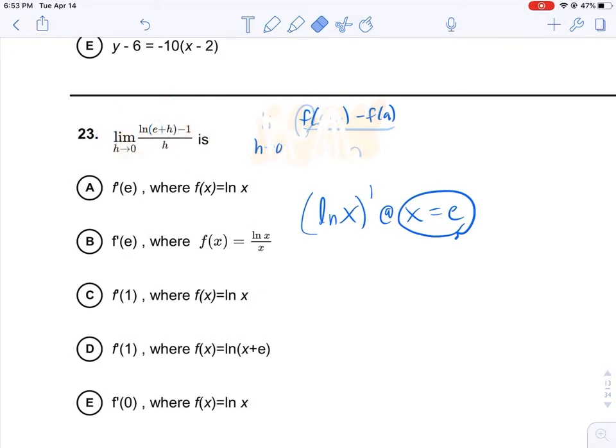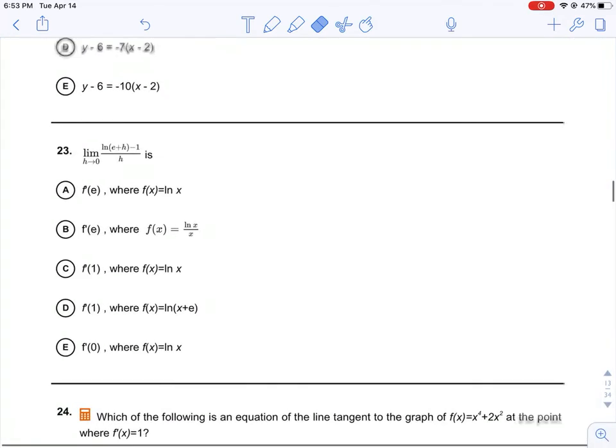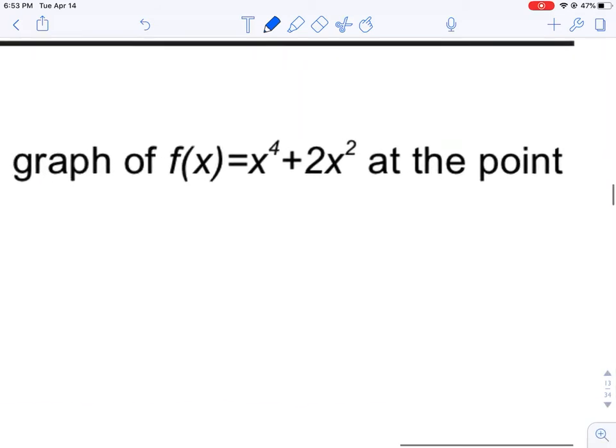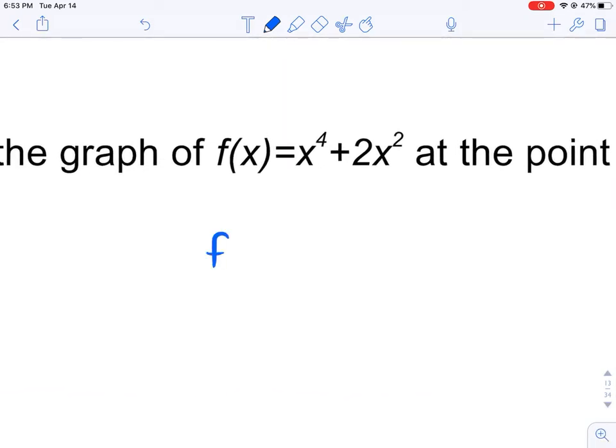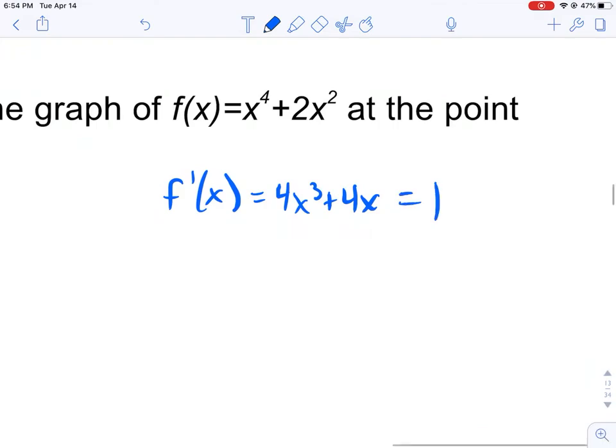Okay, there's usually one like that where they're trying to get you to understand the definition of derivative when it's written as a limit. All right, which of the following is an equation of the line tangent to the graph at the point where f prime equals 1? So you have to find f prime. They're asking you to write an equation of a tangent line, but they don't give you the specific x value where you're supposed to find the tangent line. You have to find the x value. So find the derivative, 4x cubed plus 4x. And it says at the point where f prime equals 1. So we have to find where this equals 1.